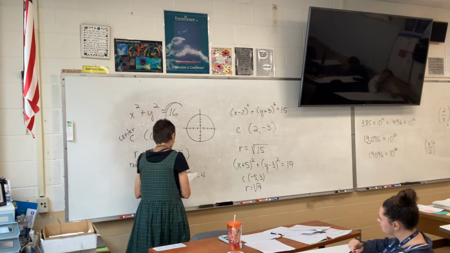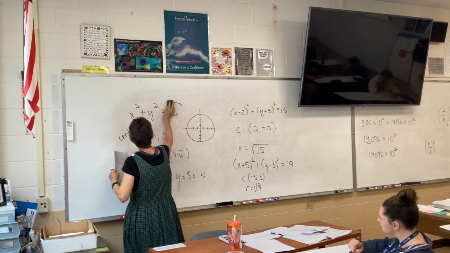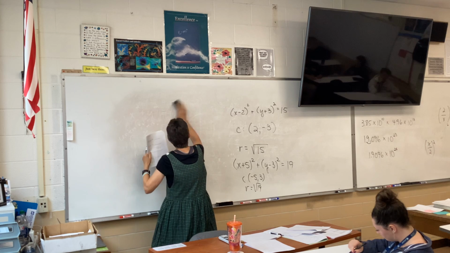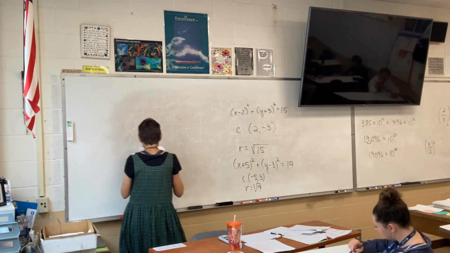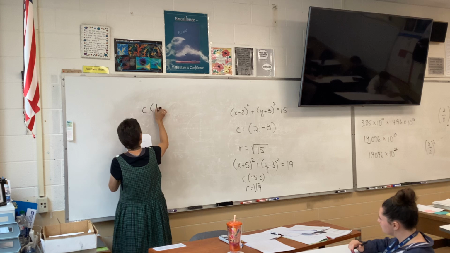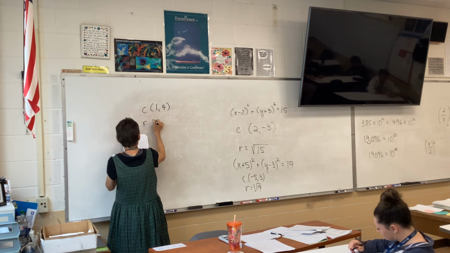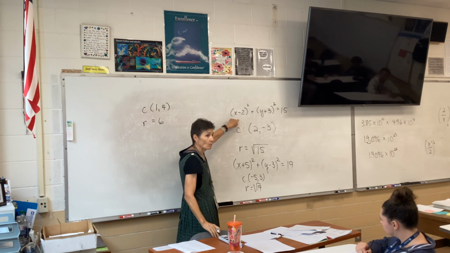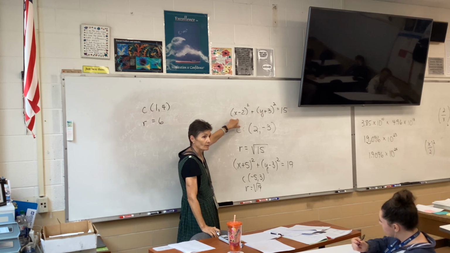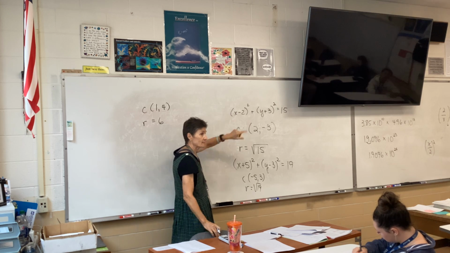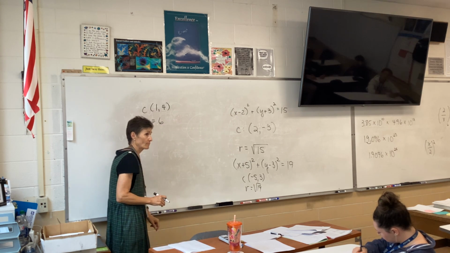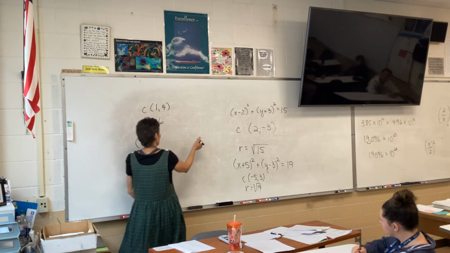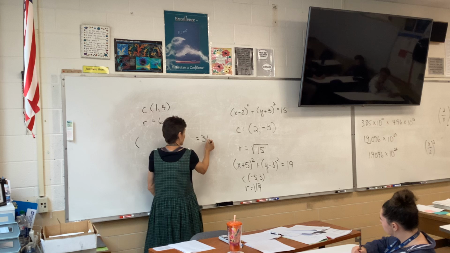All right, let's look at number 5. Because now I'm going to ask you to do this backwards. I'm going to tell you that the center is at 1, 4, and the radius is 6, and you're going to come up with that equation. Okay? So what's that going to look like? Jacob? Square is 6. Okay, so at the end of the equation, it'll be equals 36.